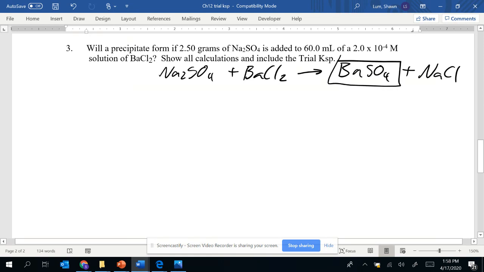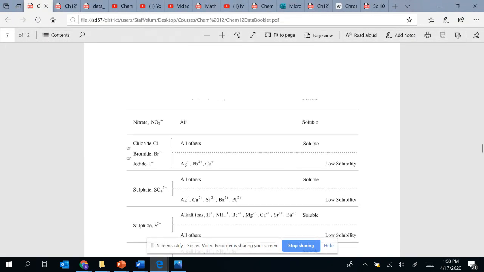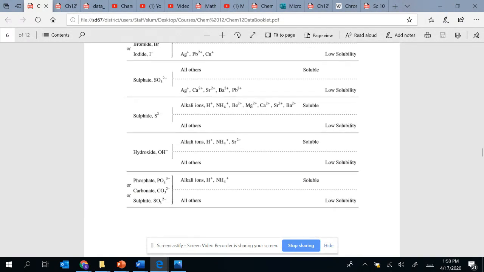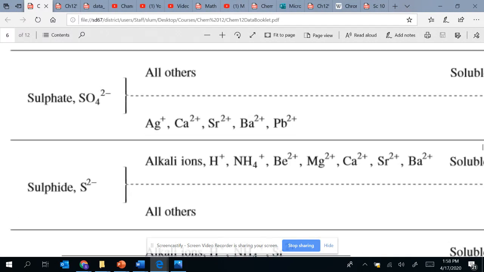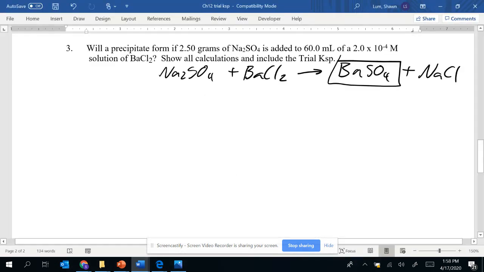We could figure that out by looking up at this table right here and seeing BaSO4 is a precipitate. So we look up SO4, we see Ba right there, and we see BaSO4 precipitate formed. Okay, so that's our precipitate.